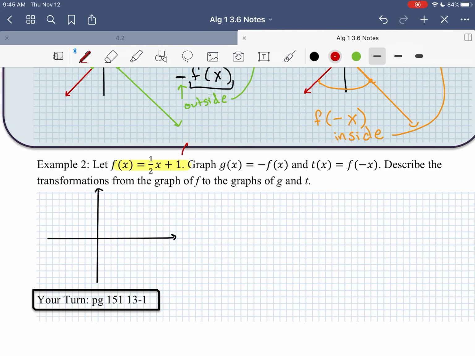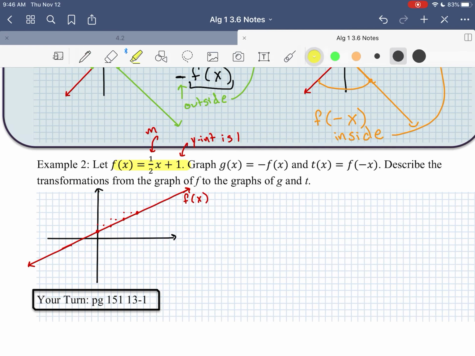Knowing that the y-intercept is at 1, and the slope is 1/2, this needs to cross the y-axis here at 1. Slope, rise of 1, run of 2, rise of 1, run of 2, rise of 1, run of 2. So there's my points. Connect my dots. Parent, right there. Probably should have done that one out a little farther. So there's my f of x.